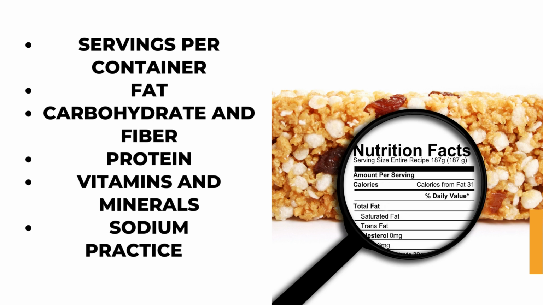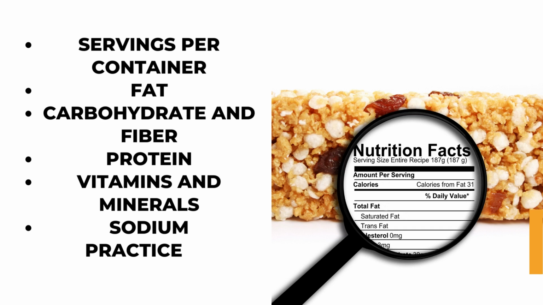So we talked about the ingredient list, right? So after you read the ingredient list and identify what is in the food product, then we can look more closely at the nutrition facts to learn more about the fats, the proteins, the vitamins and minerals, those kinds of things. And we're going to start with the servings per container.